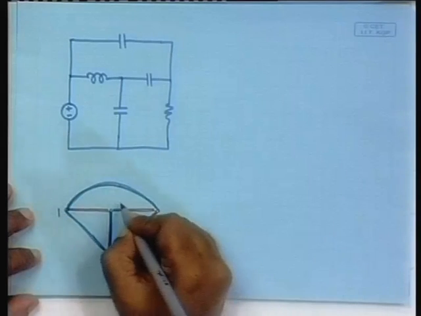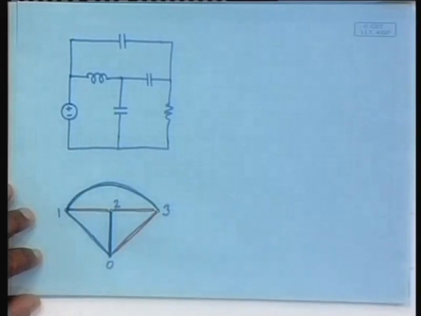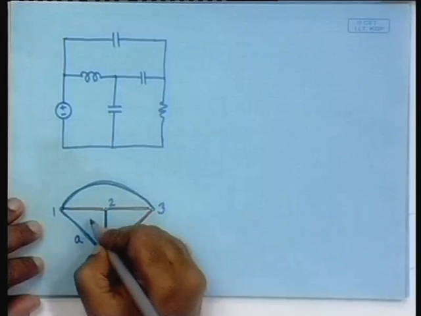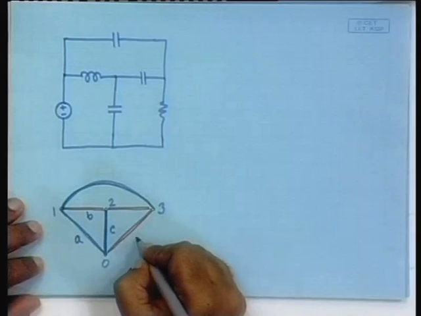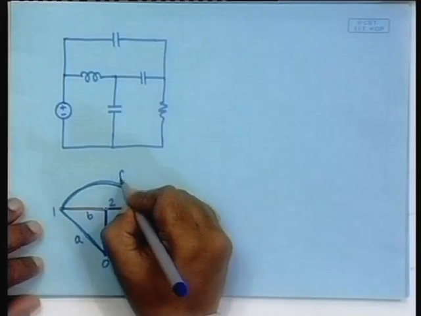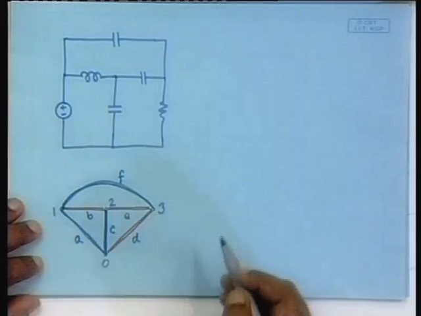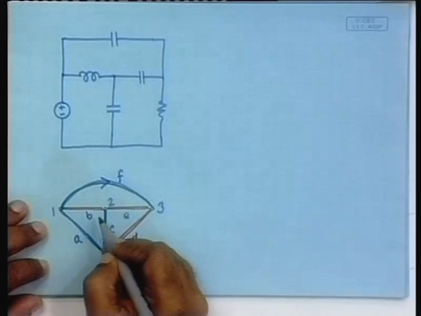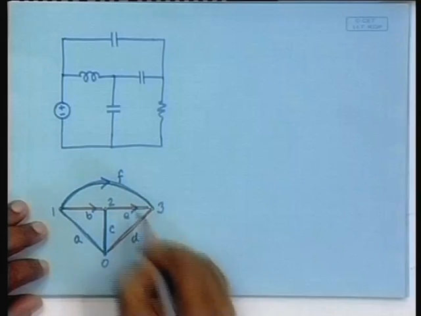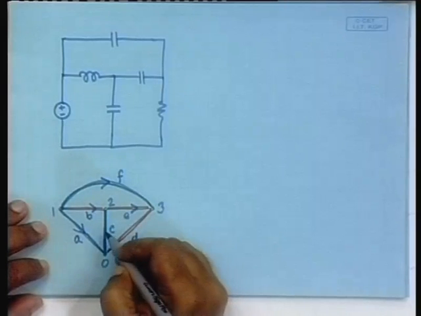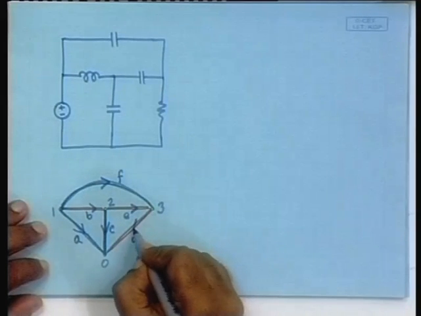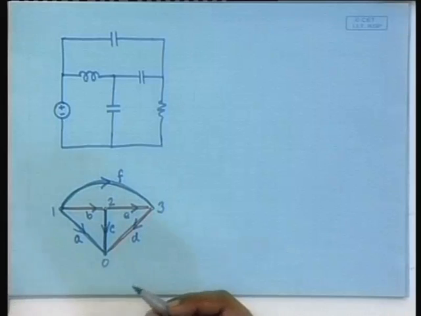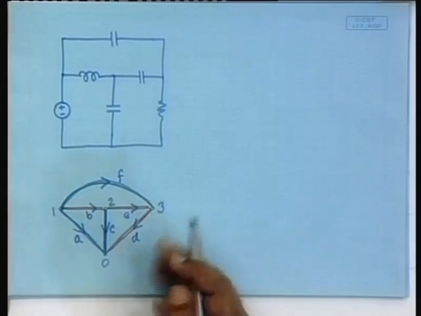This was 0, 1, 2, 3 and you have the branches identified as A, B, C, D, E and F. We also have to give the directions of the currents, the assumed directions of positivity and negativity. Let us give it like this. And as I told you in the last class, these are arbitrarily assigned directions. Whenever the current actually flows in the opposite direction, it will have a negative sign.